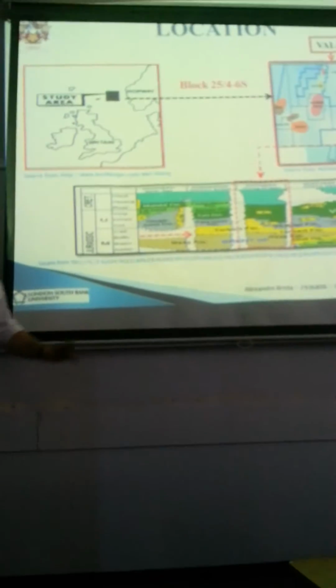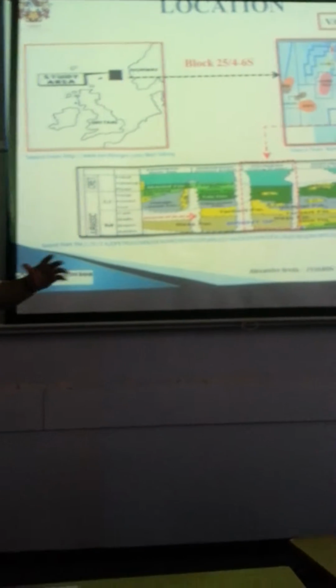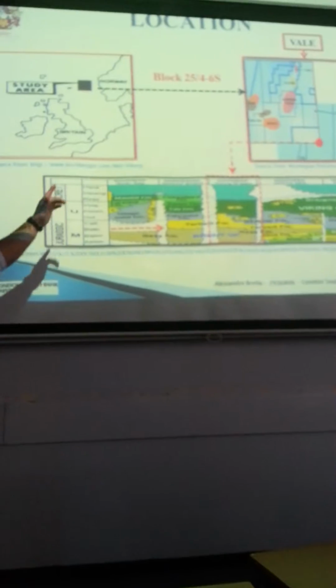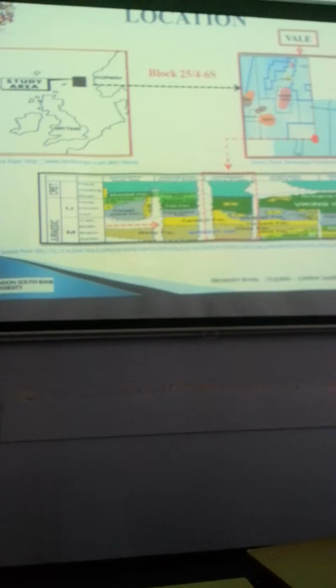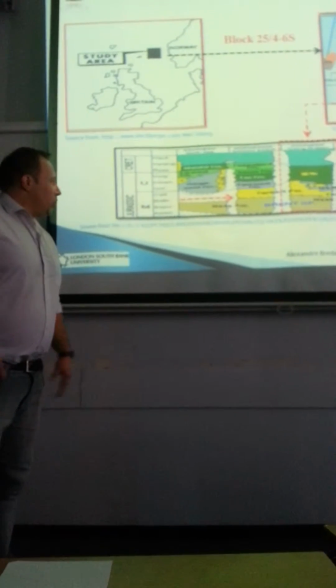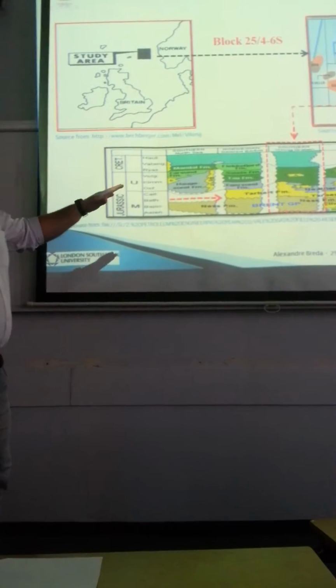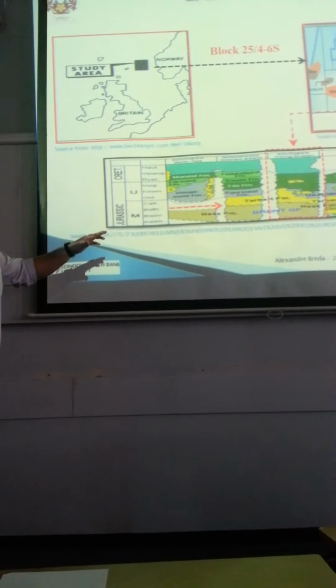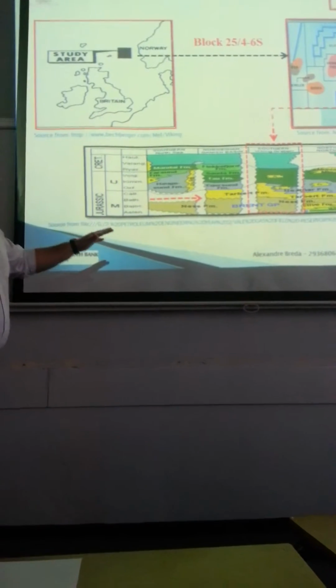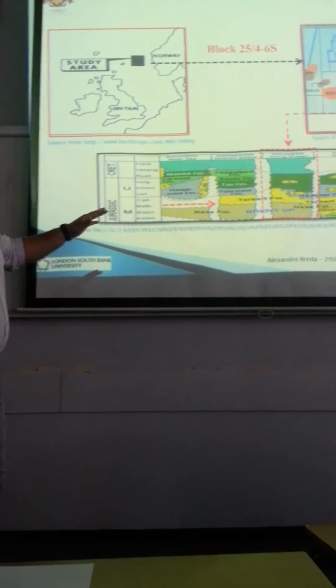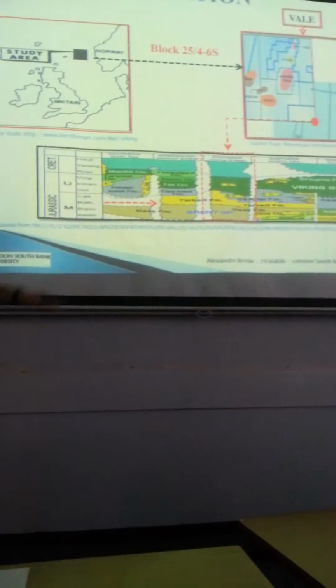Vale is an offshore natural and condensate gas field in the middle part of the North Sea, exactly located at block 254-6S. The diagram below shows the lithology study area in more detail, where the formation consists of a Middle Jurassic Brent group located at the Southern Viking Graben.